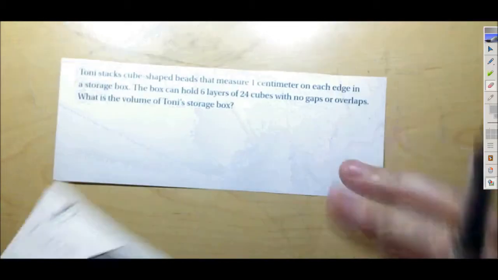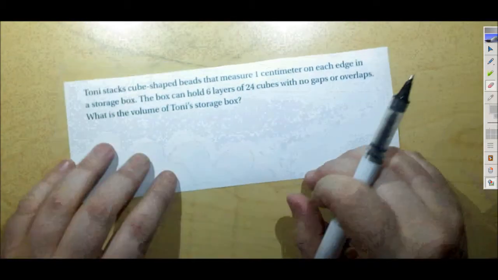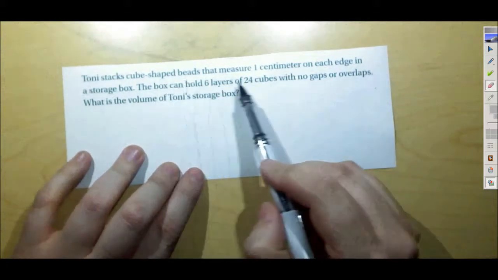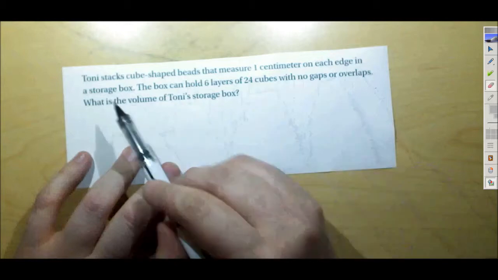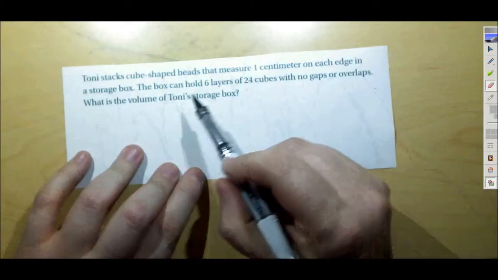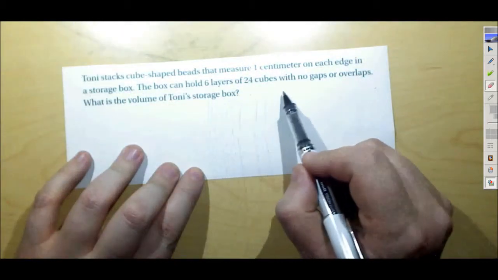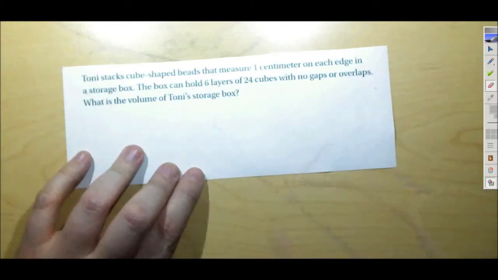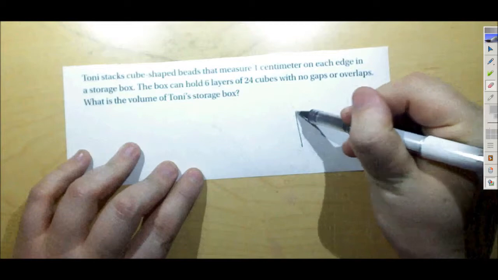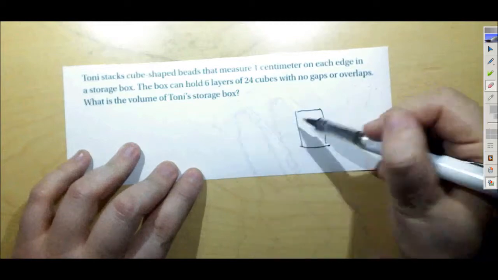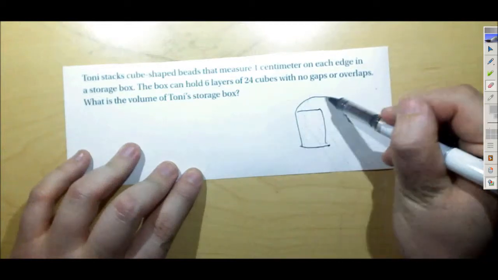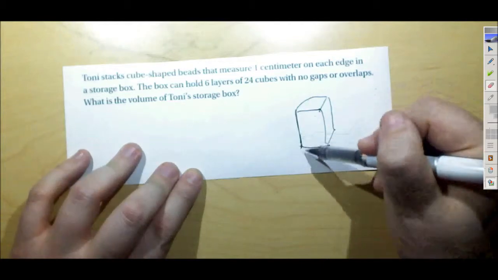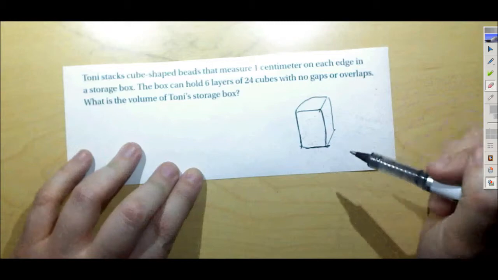Now here's one that doesn't give you a picture, okay? Tony stacks cube-shaped beads that measure 1 centimeter on each edge in a storage box. The box can hold 6 layers of 24 cubes with no gaps or overlaps. What is the volume of Tony's storage box? Well, I'm going to draw a picture here just to match what it says here. So this is my prism, my rectangular prism.